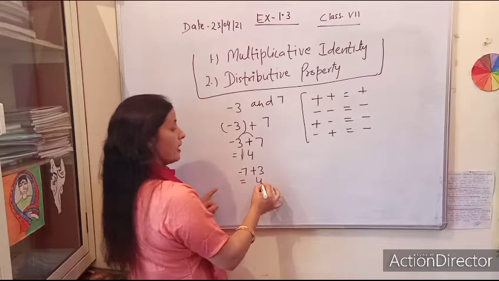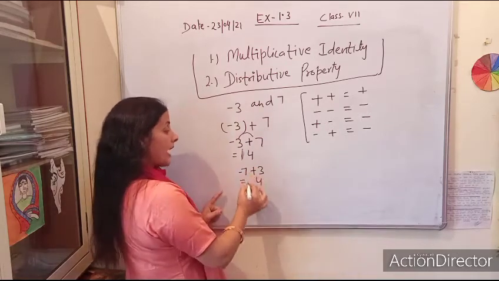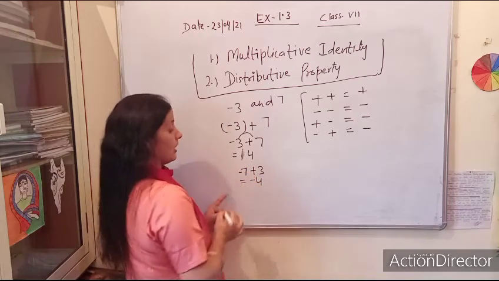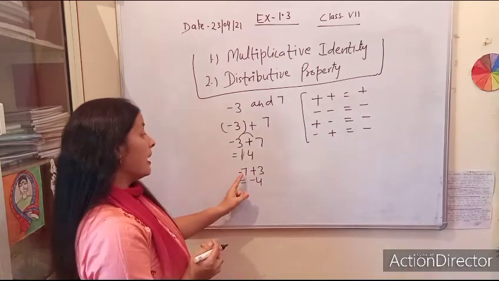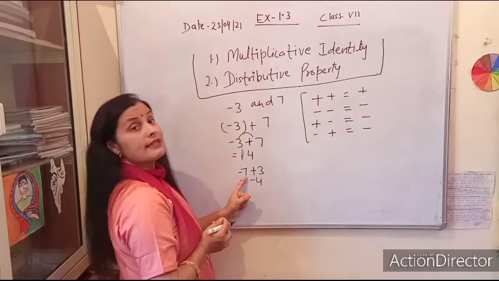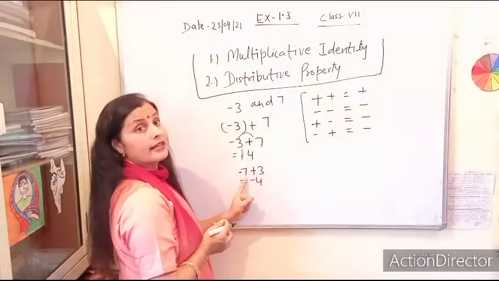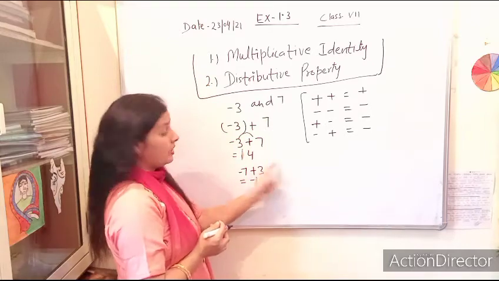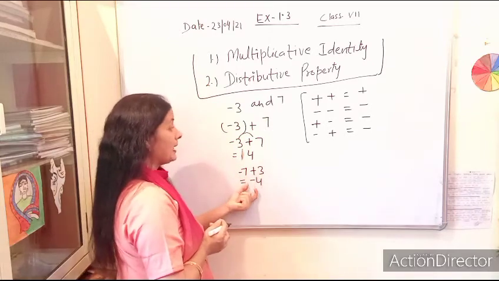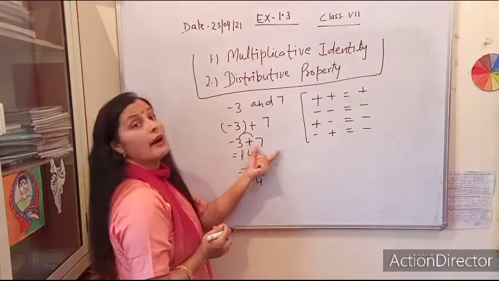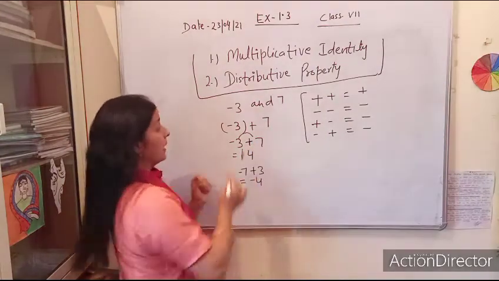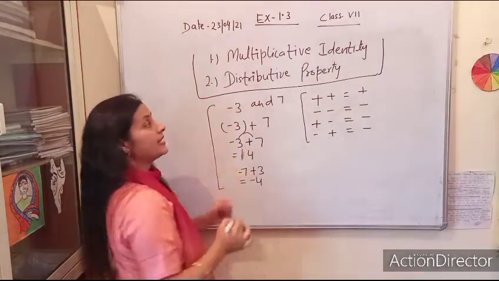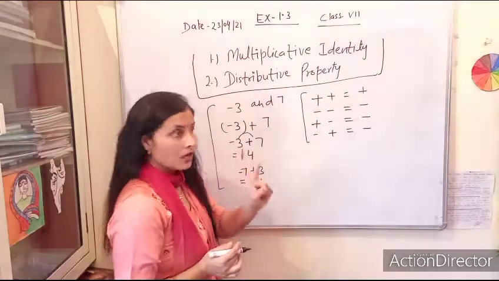We will subtract, but which sign will we place here? Negative sign, because the negative sign contains the larger number. In both situations we have done subtraction, but we place the sign according to the number. This is the rule for addition and subtraction of integers.